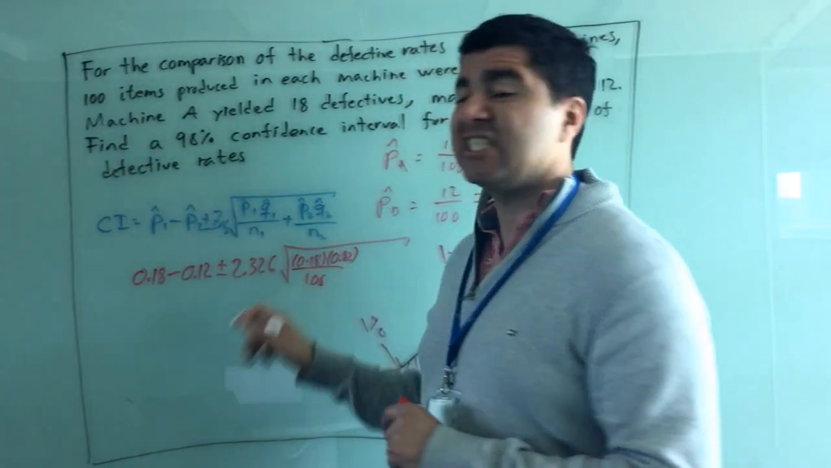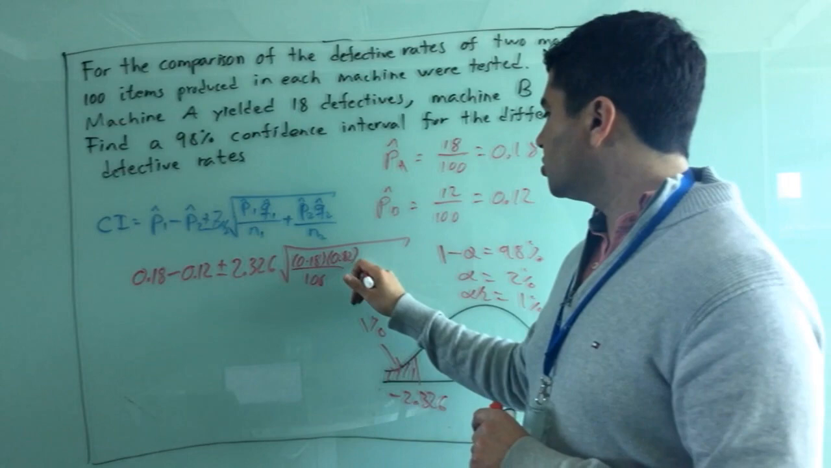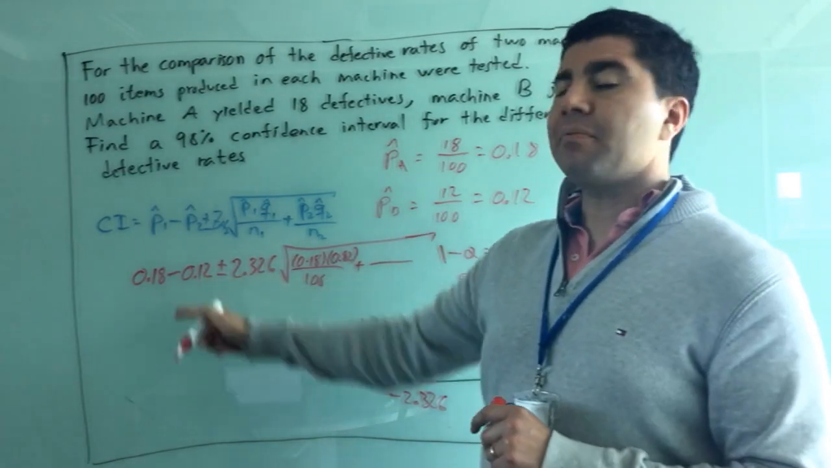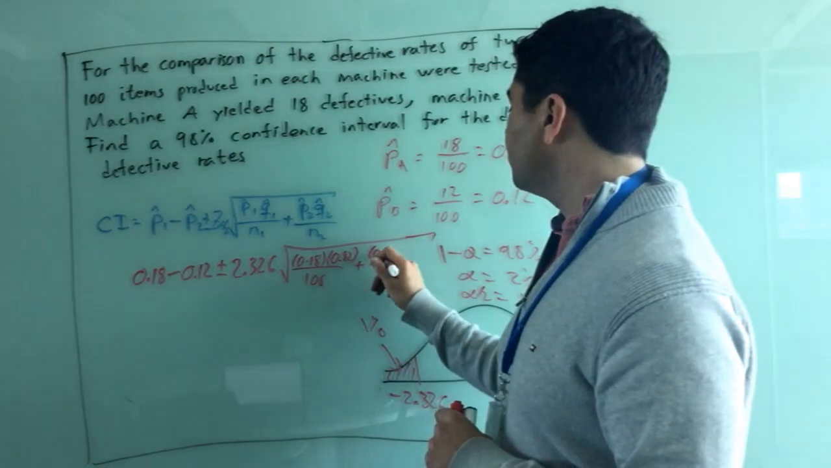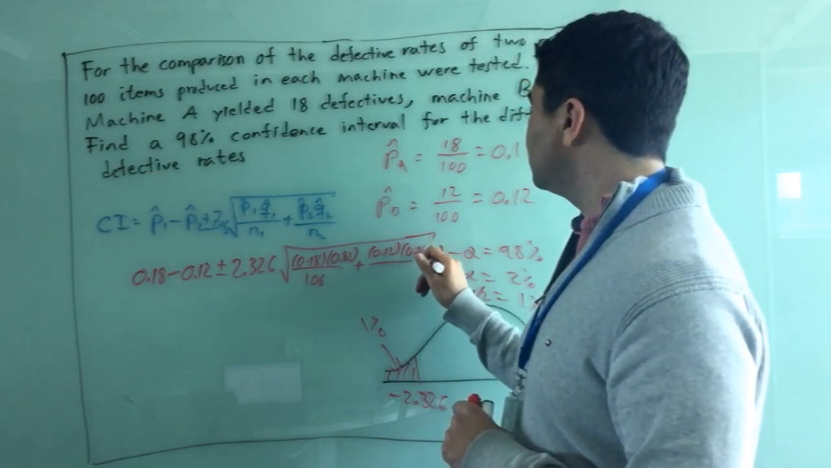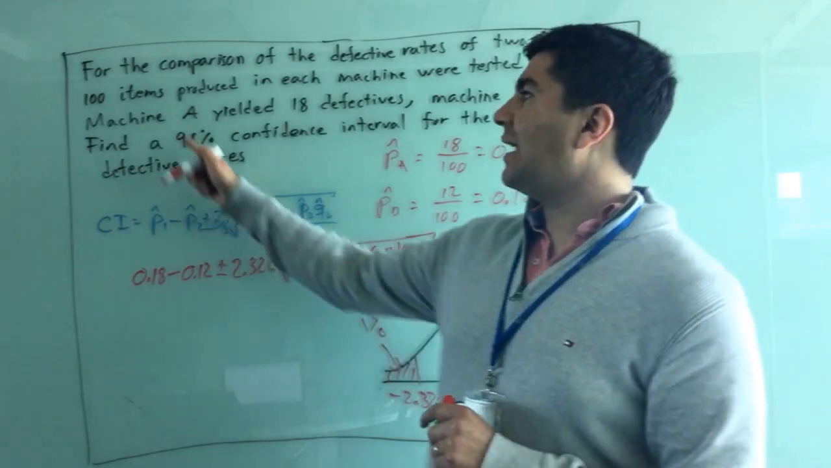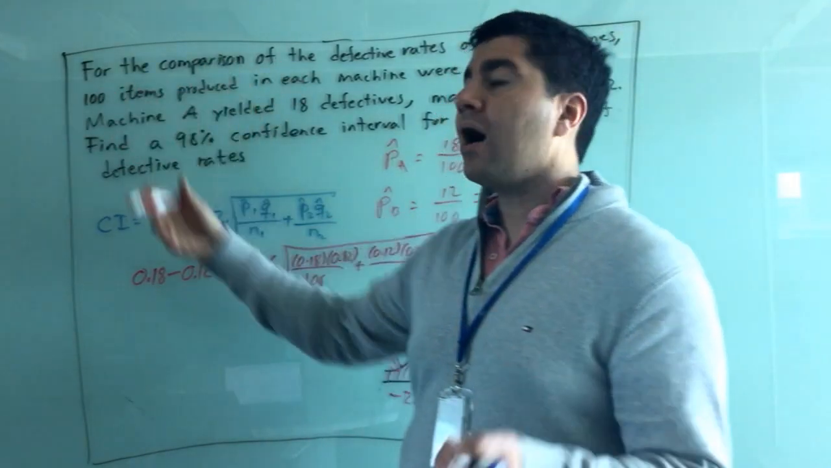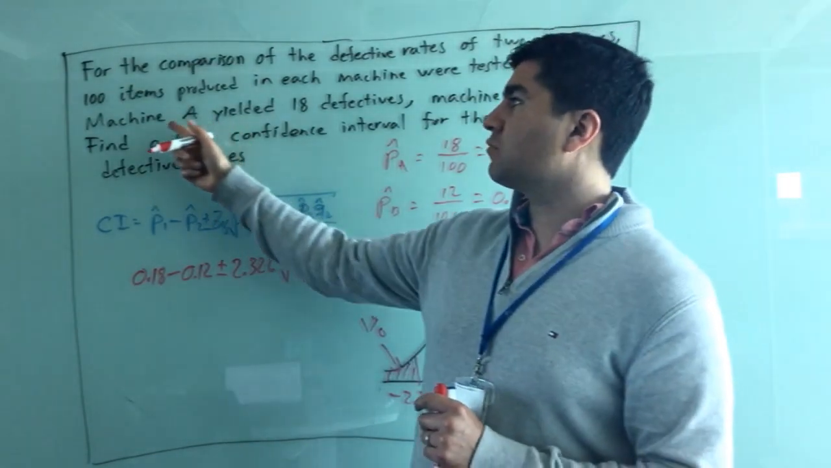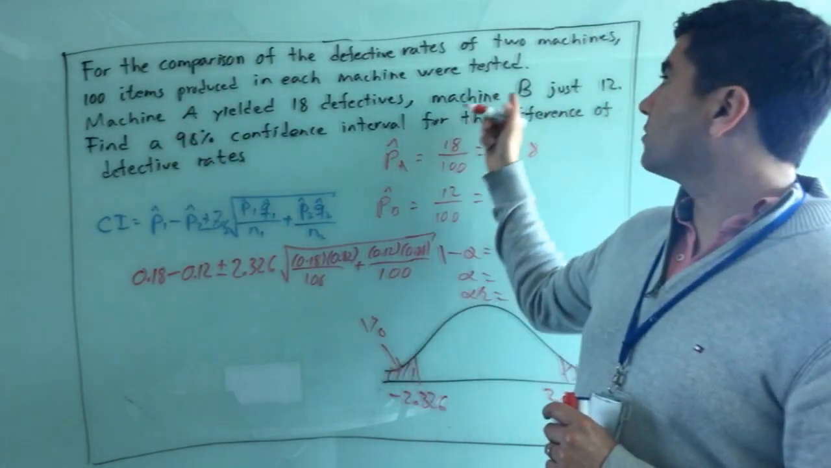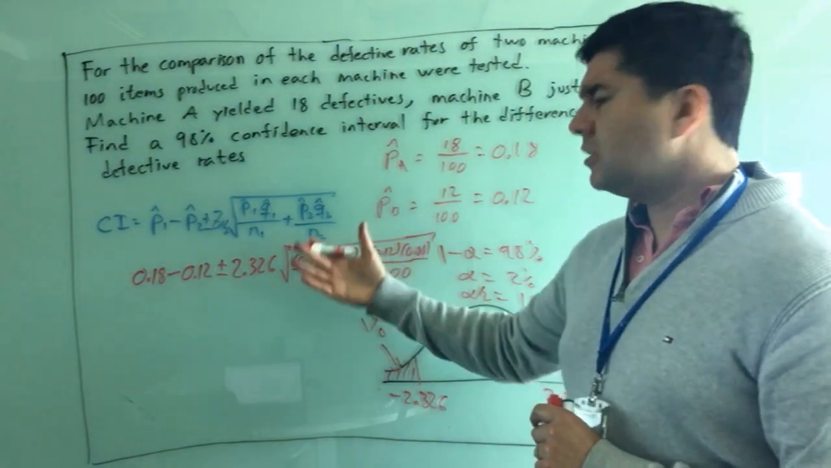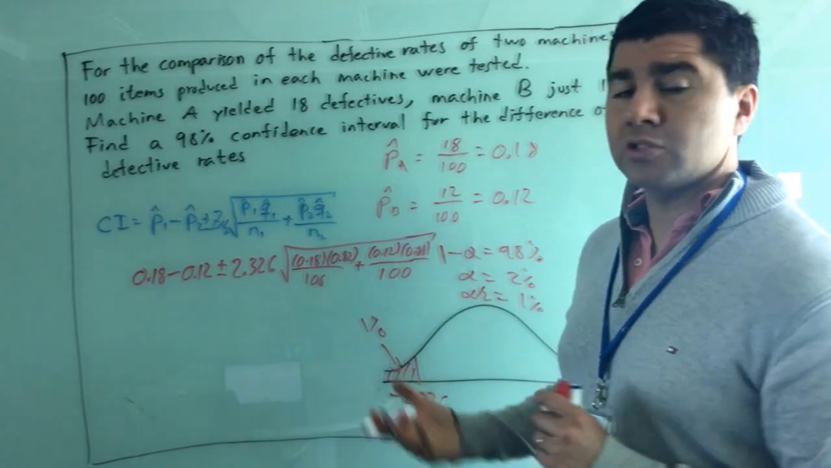This is just for machine A. Plus, I then go to the second machine. I have a probability of 0.12. The complement results to be 0.88. And again, I have another 100 items for machine B. That is 100 items for machine A and 100 items for machine B, just as the problem is telling us. Let's put this into the calculator and let's find what the result is.